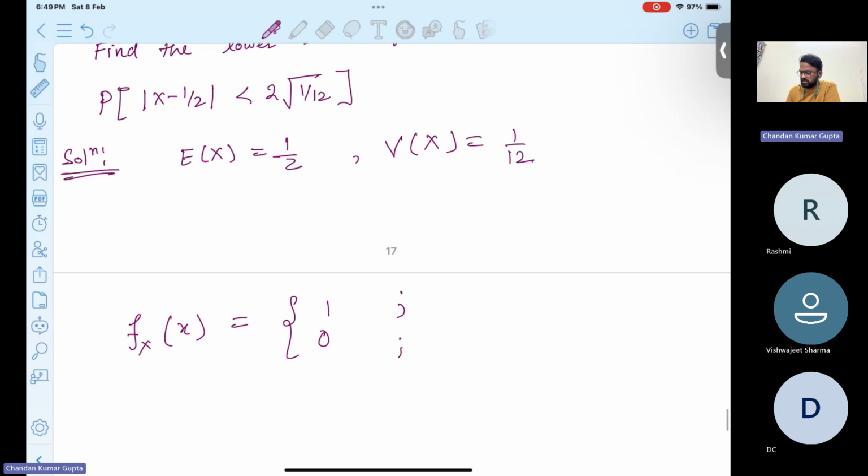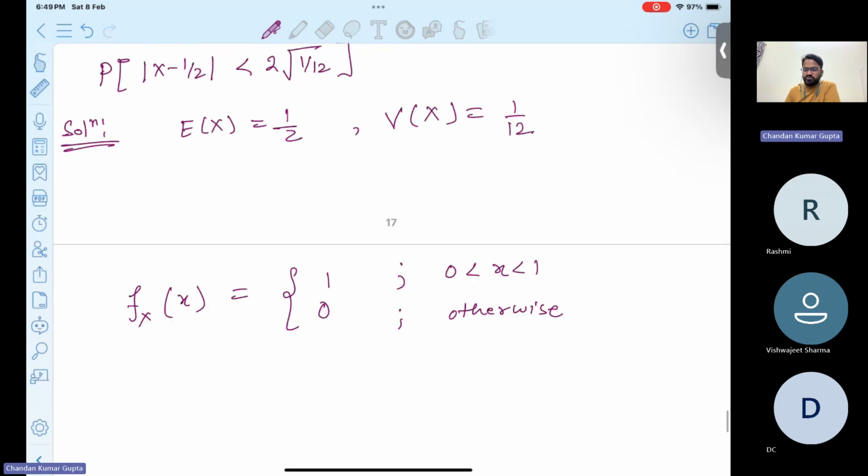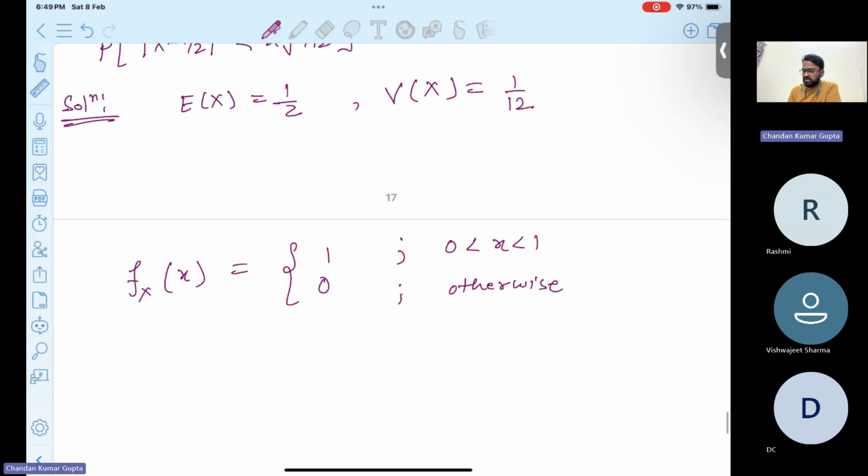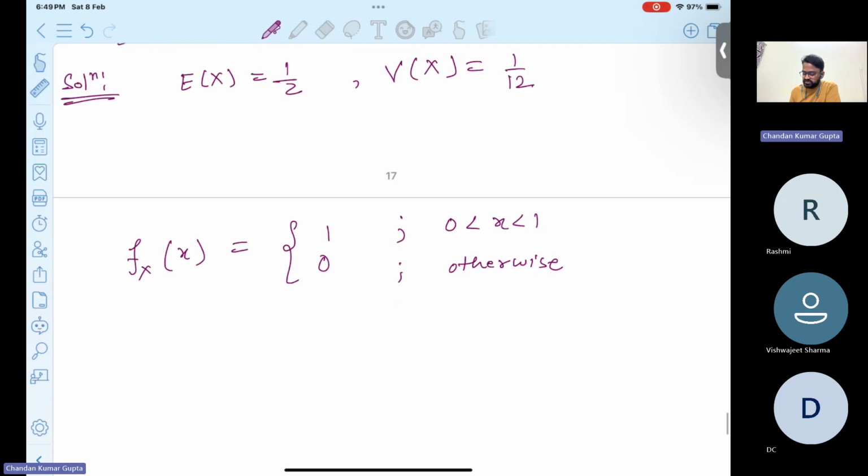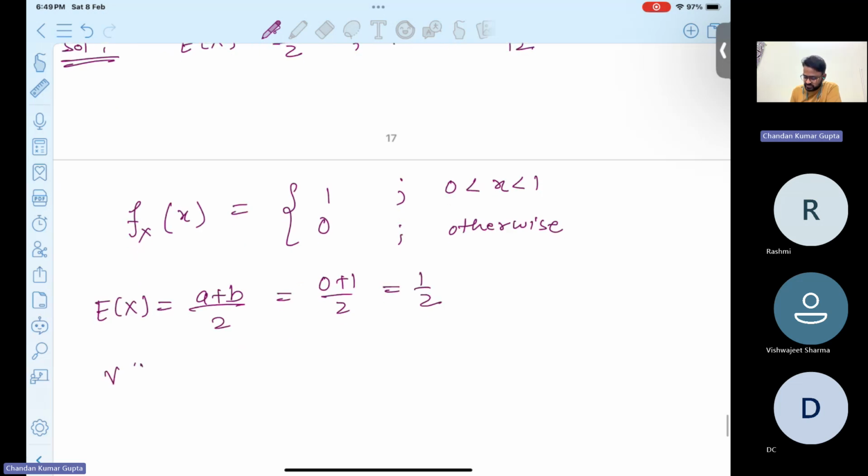But here, suppose X lies between 0 to 1, or 0 otherwise. It is actually a uniform distribution with parameters 0, 1. This is the PDF for that. For a uniform distribution with this PDF, the expected value of X is (A plus B) by 2. Here, (0 plus 1) by 2 comes out to be 1 by 2. And the variance of X is (B minus A) whole square upon 12, that is 1 by 12 after solving.